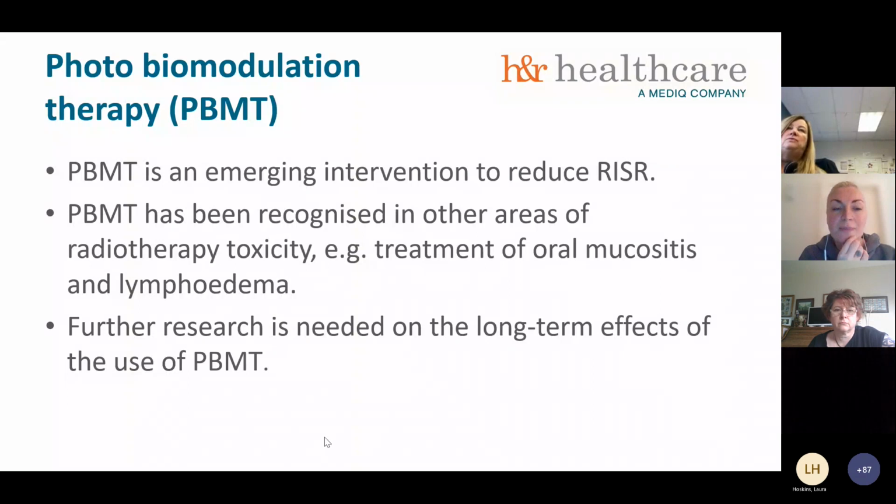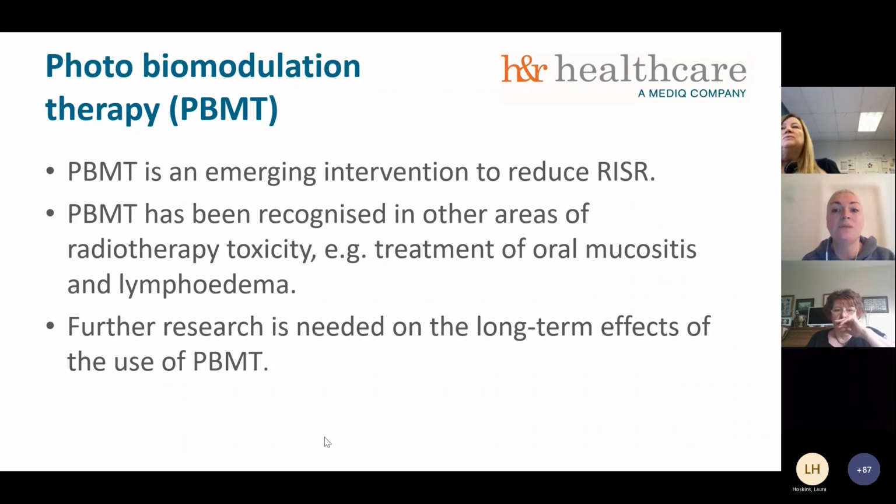Interestingly, they also discussed PBMT. Now, I'd not heard of this before recently in relation to radiotherapy-induced skin reactions, because it is an emerging intervention. It's basically a technical term for low-level laser therapy. So it's a light therapy, either using laser or LEDs to improve tissue repair, reduce pain and inflammation.